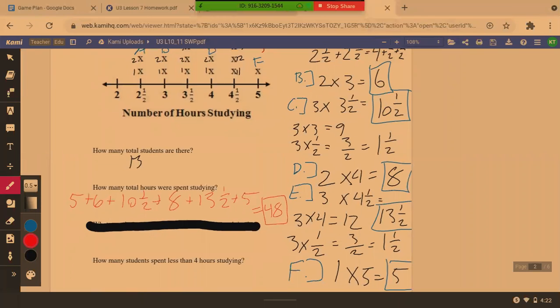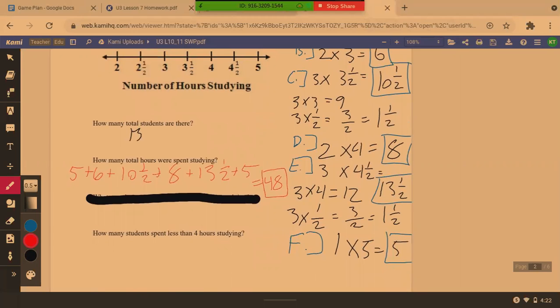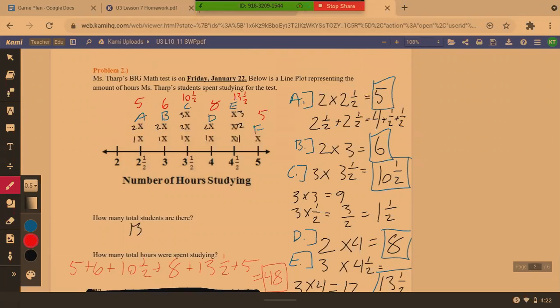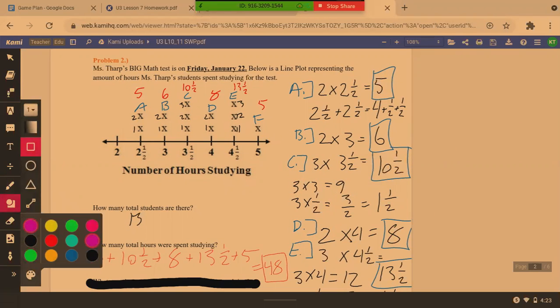So I blacked out this next question because it's irrelevant to this unit and what we're learning. But the next one asks, how many students spent less than 4 hours studying? So let's go to our chart. Spent less than 4 hours studying. So we're going to be focusing on which students are not here because that includes 4. It asks for less than. So how many students spent less than 4 hours studying?